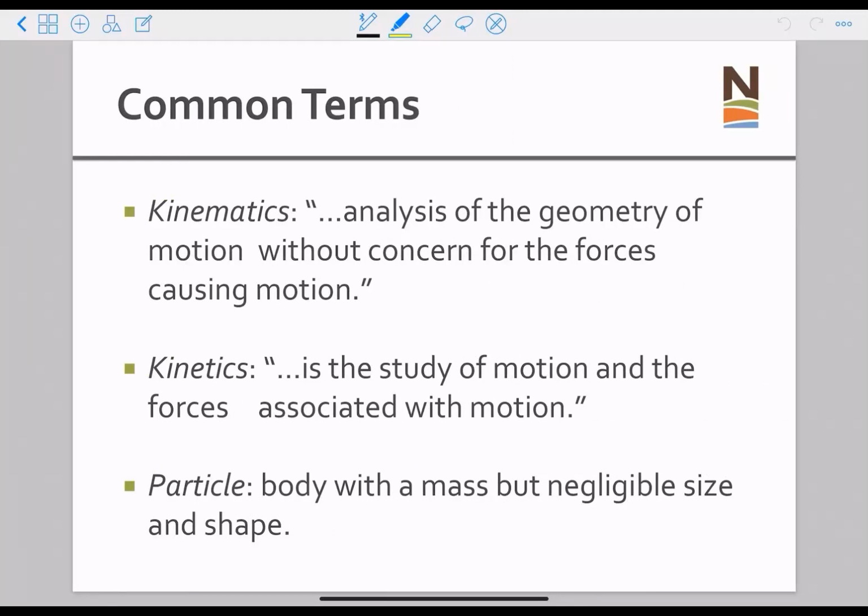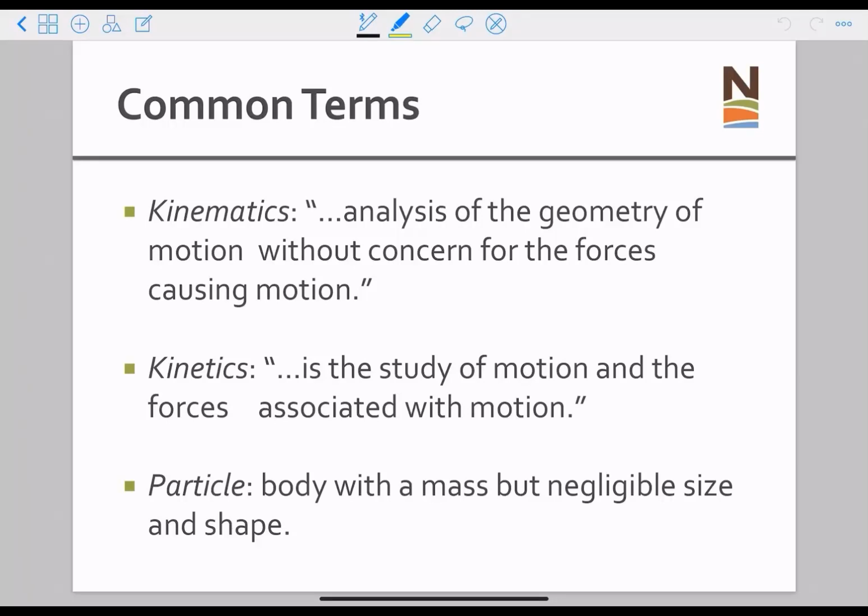So here are some common terms that, just as a review, I've introduced in previous chapters. Up till now, all of Module 1 has covered kinematics. Kinematics involves the analysis of the geometry of motion without concern for the forces causing that motion. As we saw in our last chapter, we focused on both linear and angular motion combined for planar motion, to be able to solve for velocities. So we had two different methods, right? We had the relative velocity method and the instantaneous center method.